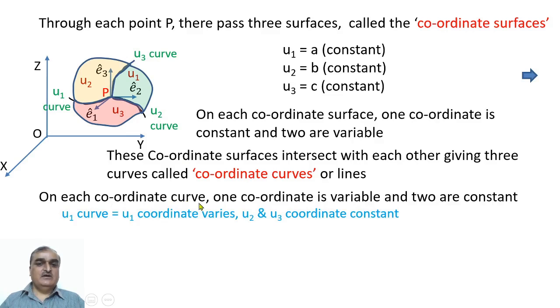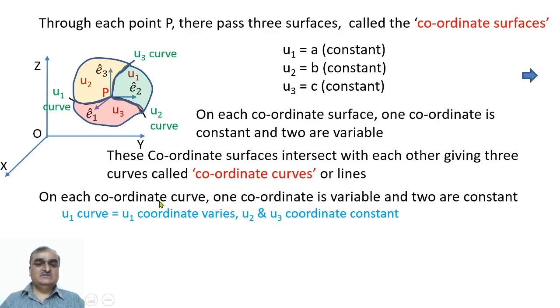On each coordinate curve, one coordinate is variable and two are constant. That is, on the u1 curve, u2 and u3 are constant. On the u2 curve, u1 and u3 are constant. And on the u3 curve, u1 and u2 are constant. Along u3, u3 varies and u1, u2 are constant. Therefore, on the u1 curve, the u1 coordinate varies and the u2 and u3 coordinates are constant.